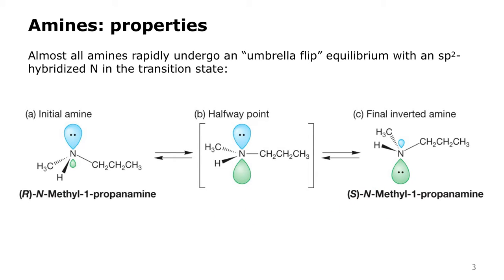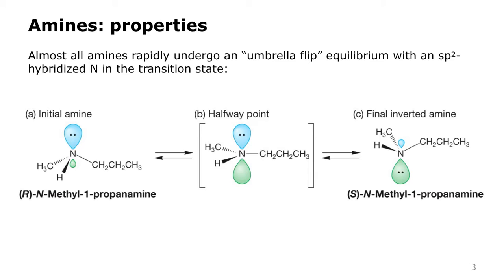In reality, the barrier to inversion for this structure, where it undergoes what's referred to as an umbrella flip, think of an umbrella blowing inside out in the wind, is quite low and easily overcome by room temperature. So even at very low temperatures, you typically can't isolate the enantiomers of most simple amines.